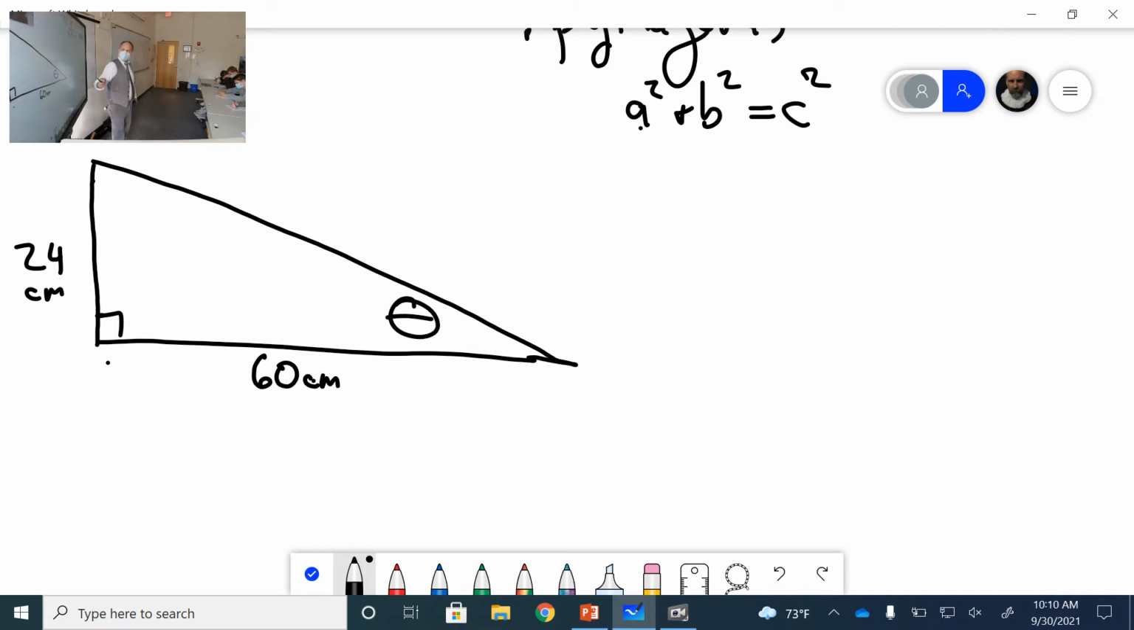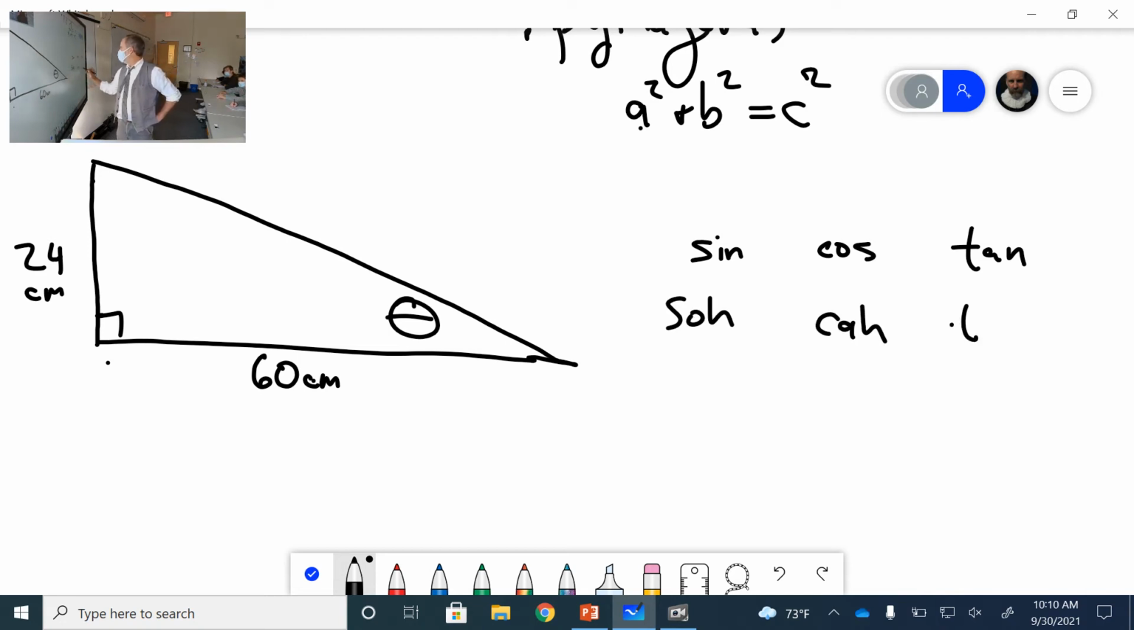Yeah. So what are the trig functions? Somebody remind me, yeah? Sine, cosine. Yeah, so we go sine, cosine, tangent. And do you folks remember what the mnemonic is for what they mean? SOHCAHTOA, yeah. SOHCAHTOA.